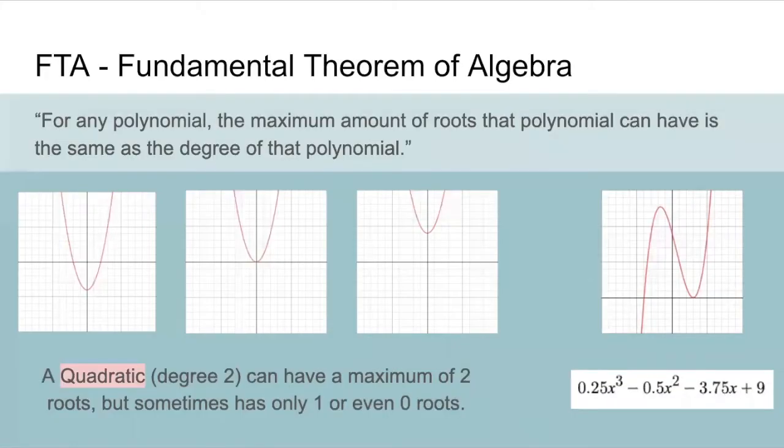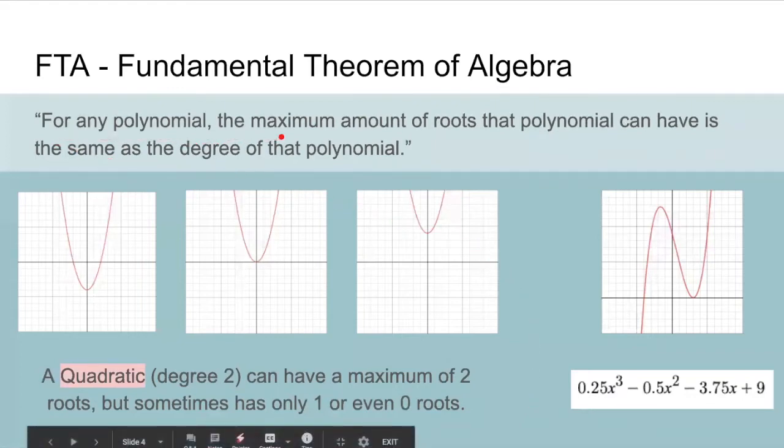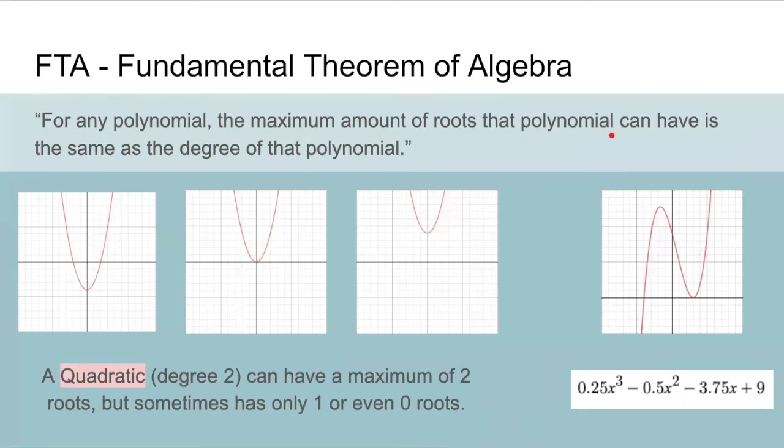Next, we're going to be looking at the fundamental theorem of algebra, which states that for any polynomial, the maximum amount of roots that polynomial can have is the same as the degree of that polynomial. So we stated earlier that the degree is just the power of the highest degree term. We have examples here of the quadratic, which is a polynomial with degree 2. And it can have a maximum of 2 roots, but it can also sometimes have only 1 root or even sometimes no roots at all.